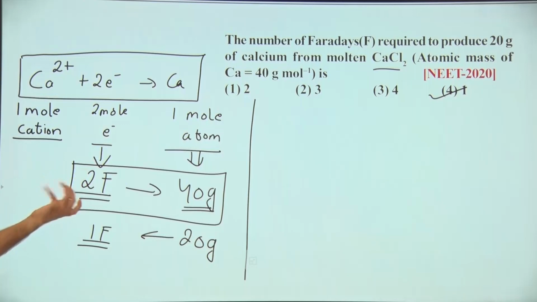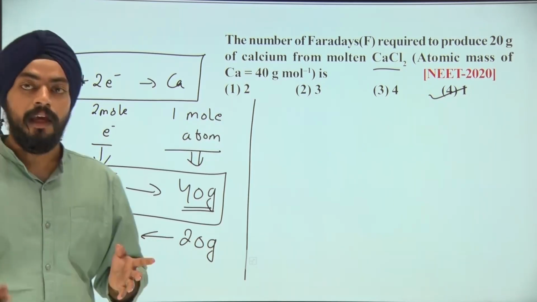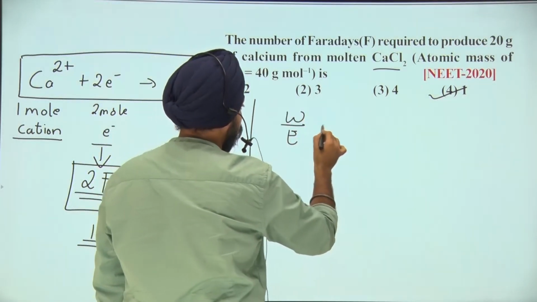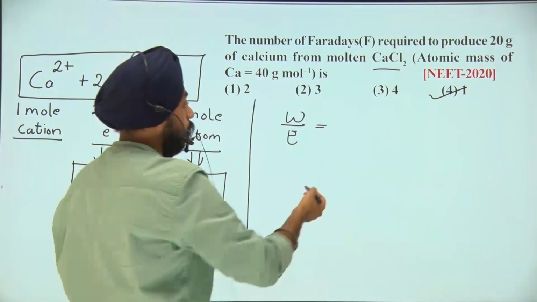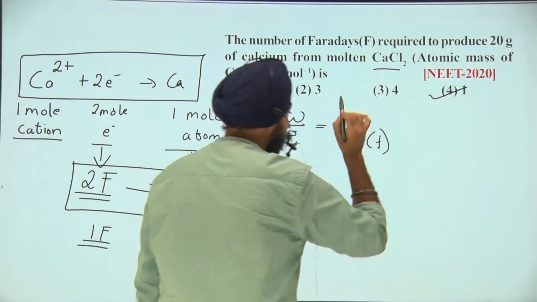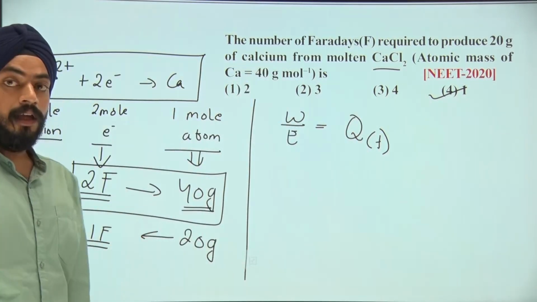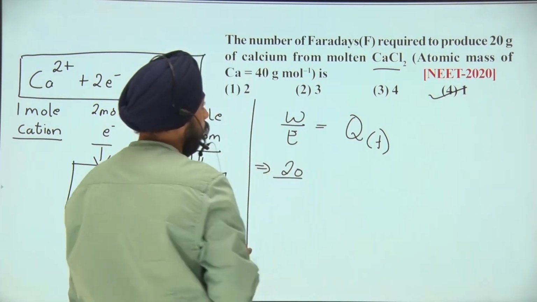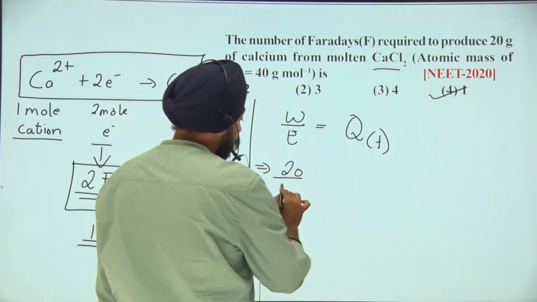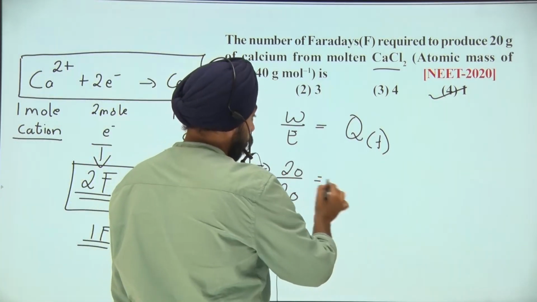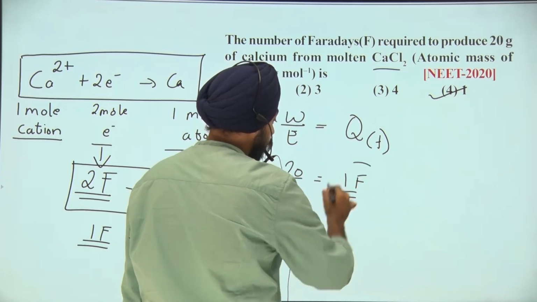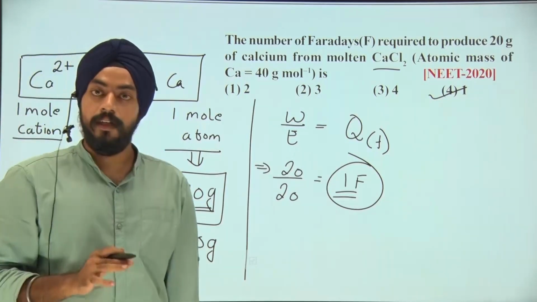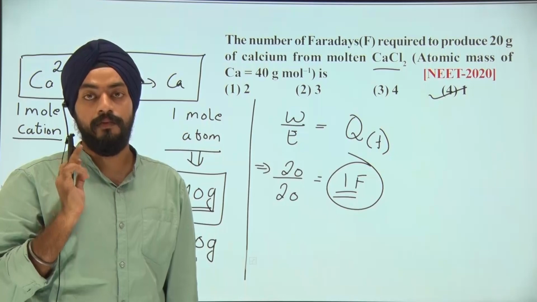Student, either you can do it by the unitary method, or we can also equate their gram equivalence. We have been given the weight, so we can use W by E, and we have to calculate the number of Faradays required. So this will be equal to Q in Faraday. We are just equating the gram equivalence. The weight has been given. This is 20 gram, and the equivalent weight of calcium is, student, again 20 grams. That is 40 by 2. This will be equal to 1. So 1 Faraday charge will be required. Either you can do it by this method, or you can do it by this method. Clear? So the correct answer is answer number 4, that is 1 Faraday.